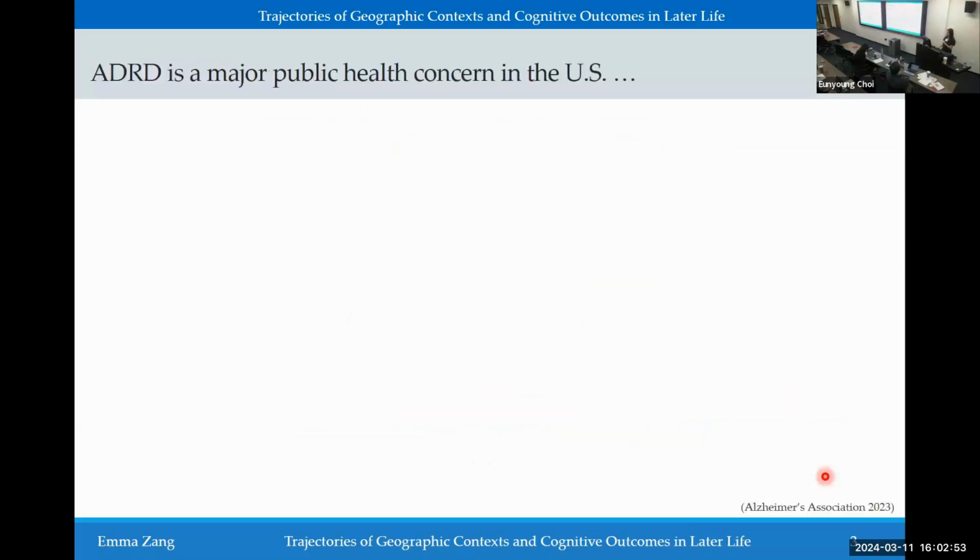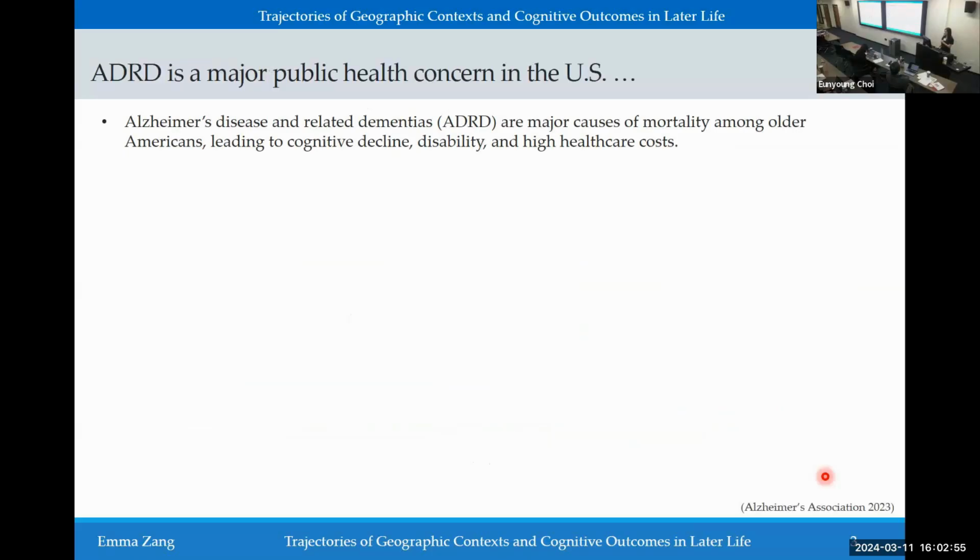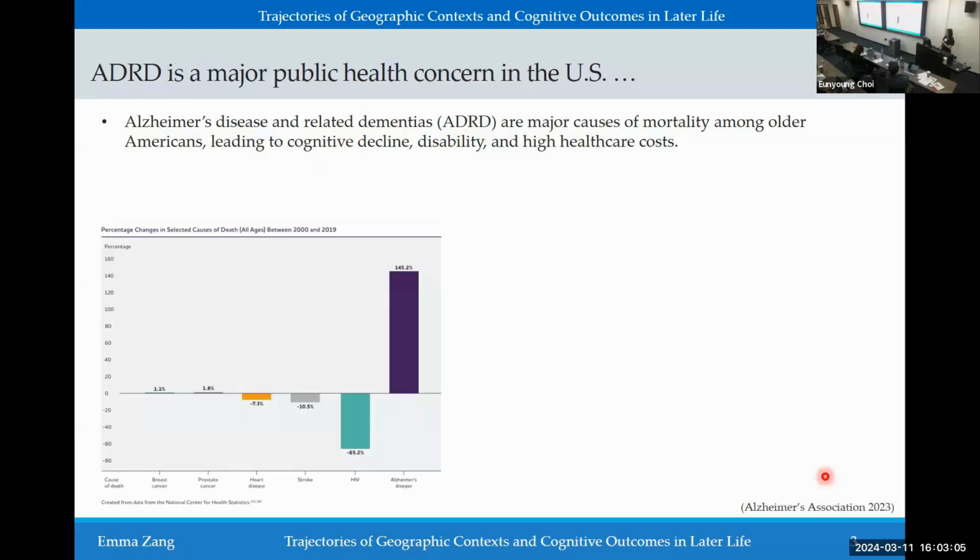We know that ADRD, which refers to Alzheimer's disease and related dementias, is a major public health concern in the United States. ADRD are major causes of mortality among older Americans, leading to cognitive decline, disability, and high healthcare costs. So this figure shows the percentage changes in selected causes of death between 2000 and 2019. As we can see, deaths related to Alzheimer's or ADRD doubled during this period, whereas deaths related to other causes were nearly unchanged or even decreased.